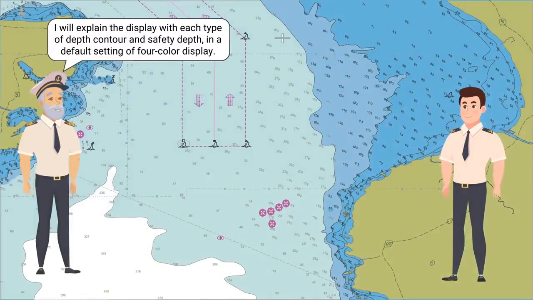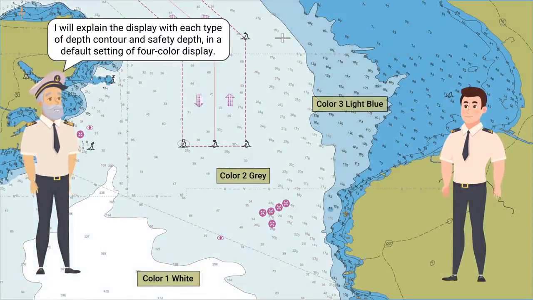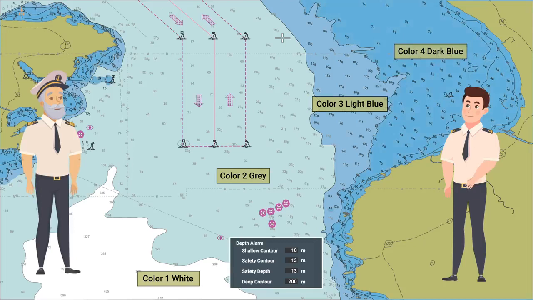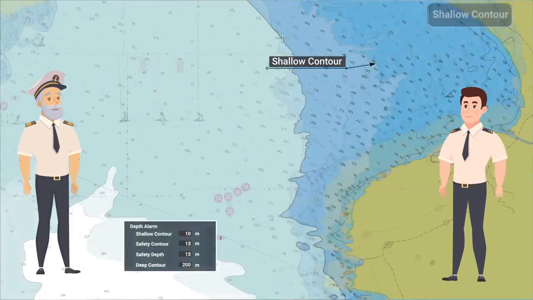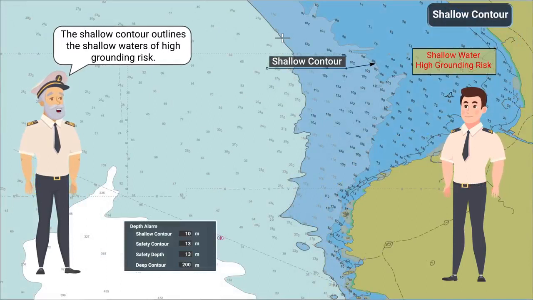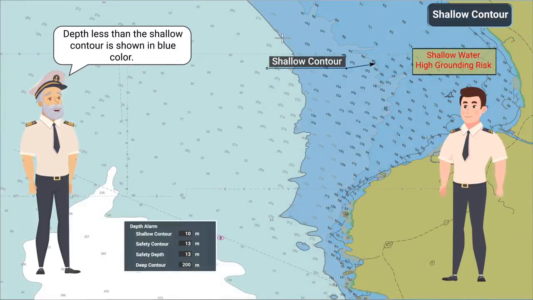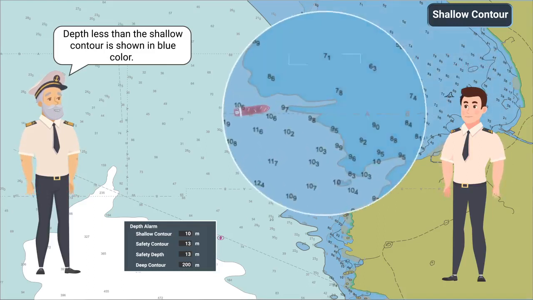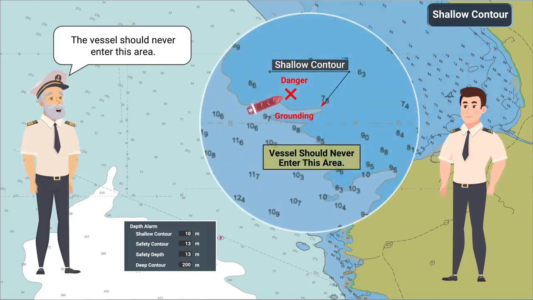I will explain the display with each type of depth contour and safety depth in a default setting of 4-color display. The shallow contour outlines the shallow waters of high grounding risk. Depth less than the shallow contour is shown in blue color. The vessel should never enter this area.